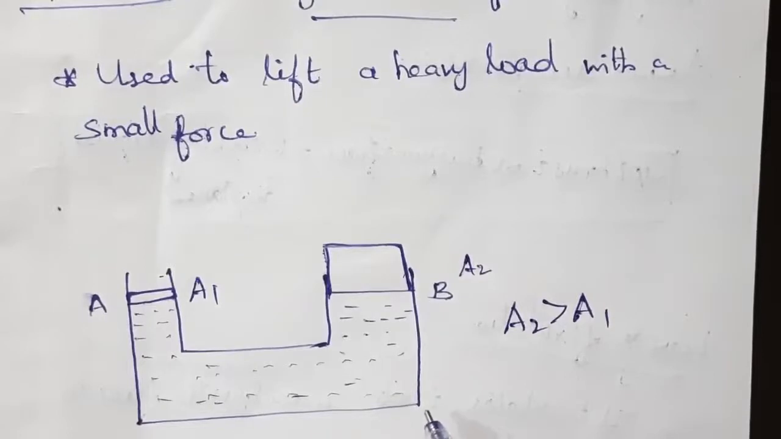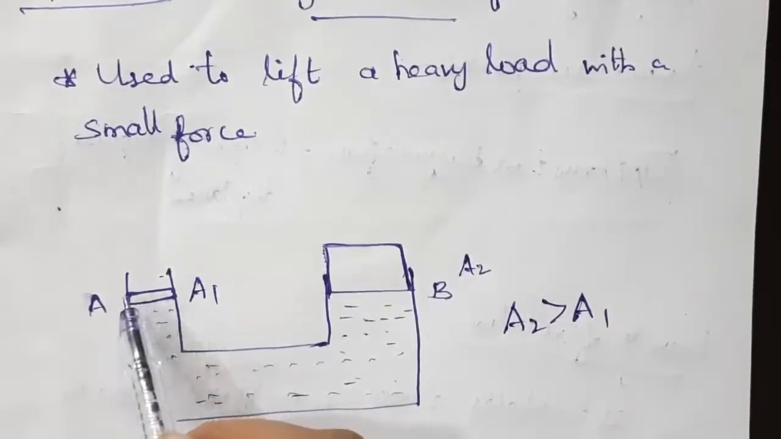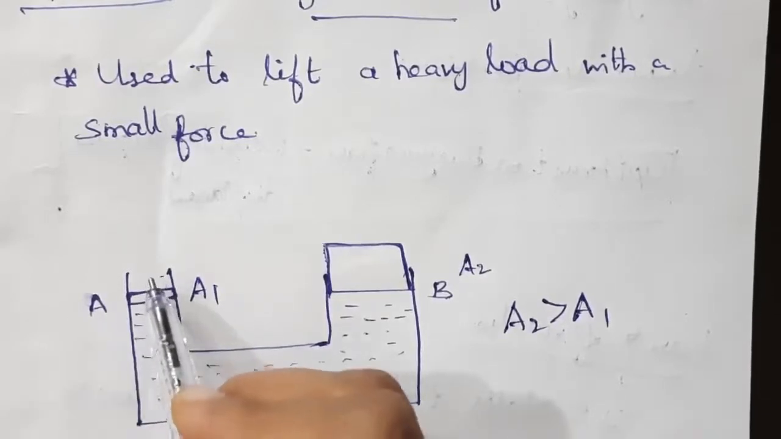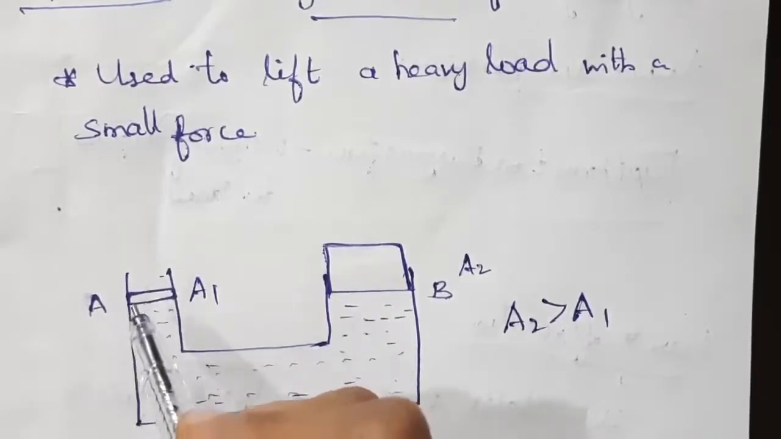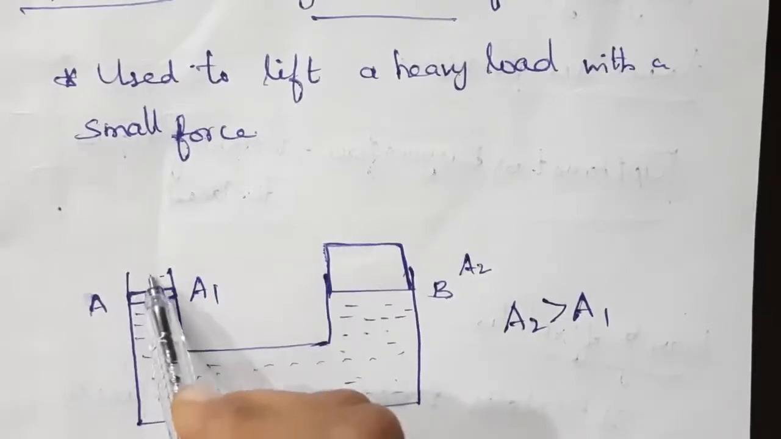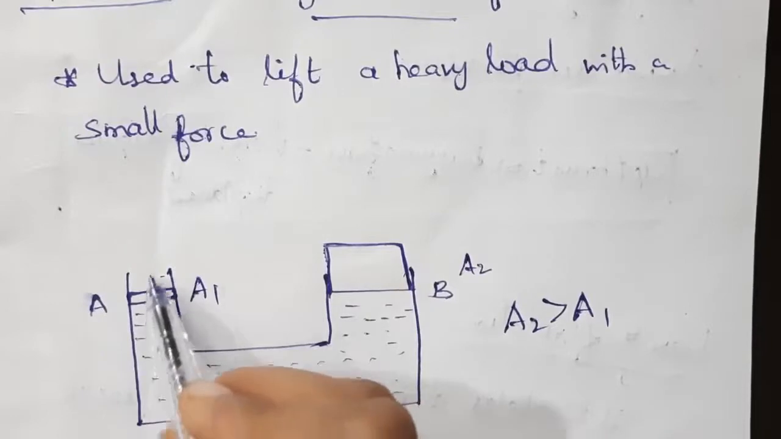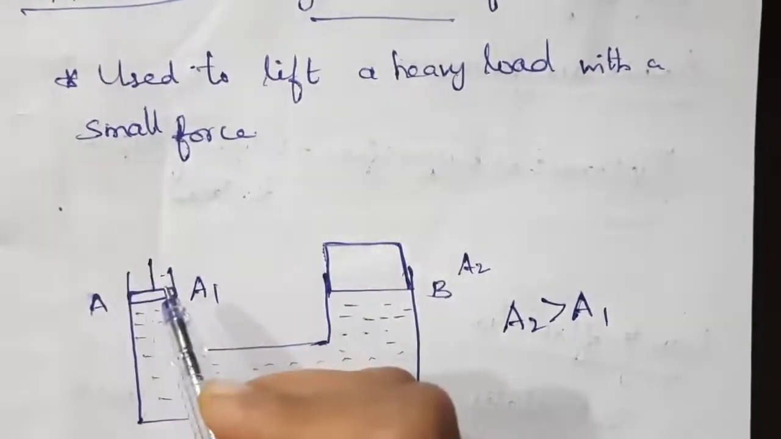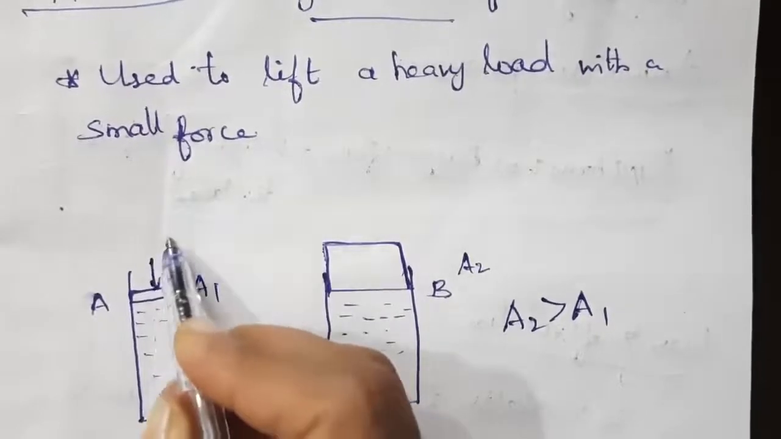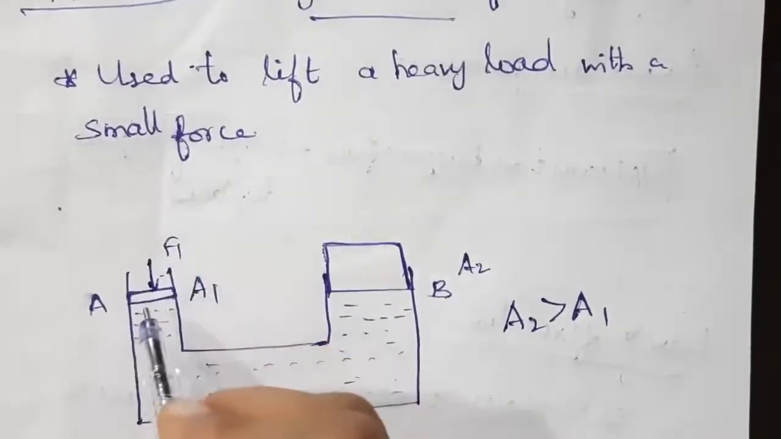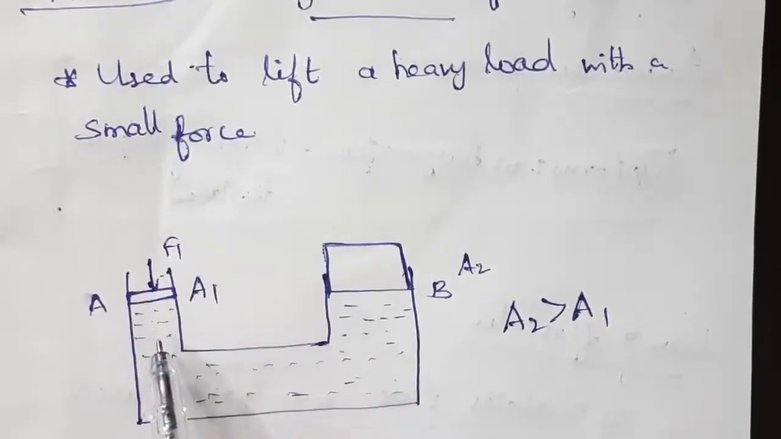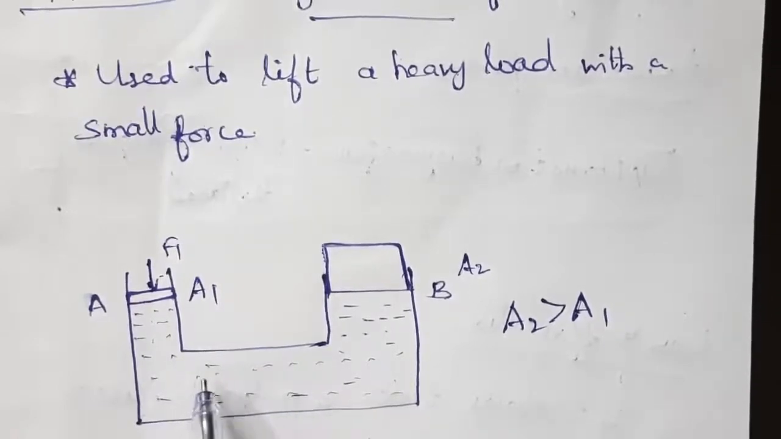Now, if you apply a small force on this piston, what will happen? This piston will move downward. So, when a small downward force is applied, let us consider the force as F1. When it is applied on the smaller piston, this will move downward. So what will happen? The pressure of the liquid increases.